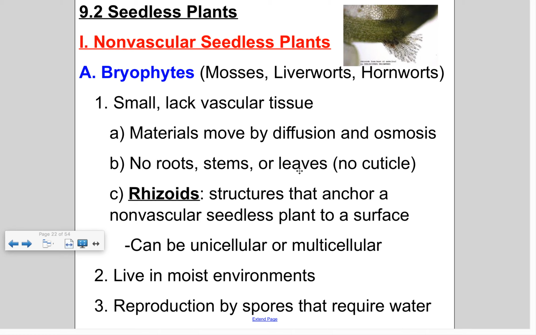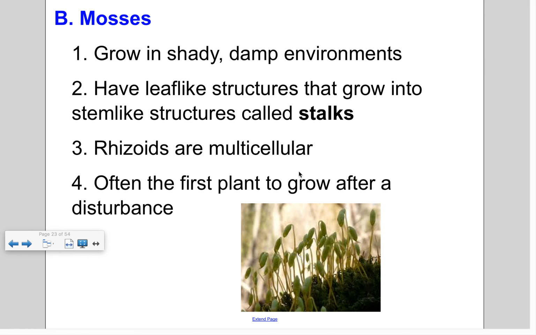They live in moist environments, which makes sense because they don't have vascular tissue to move water and nutrients, so they have to stay close to water so they don't dry out. Also, no cuticle. And then reproduction by spores that require water. So again, another reason why they need to be tied closely to water. There are three types of bryophytes: mosses, liverworts, and hornworts.